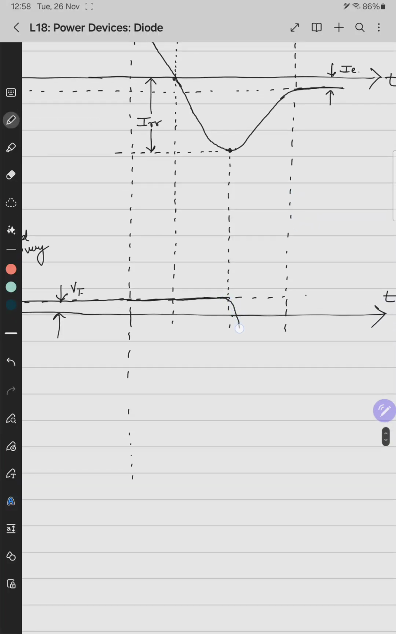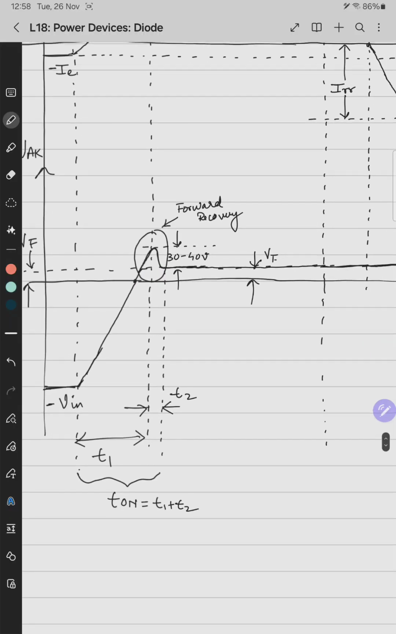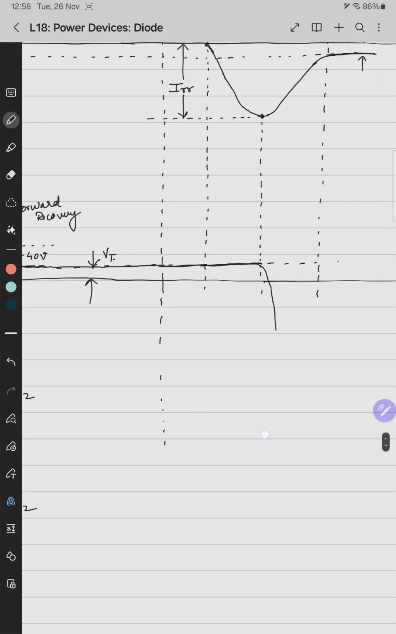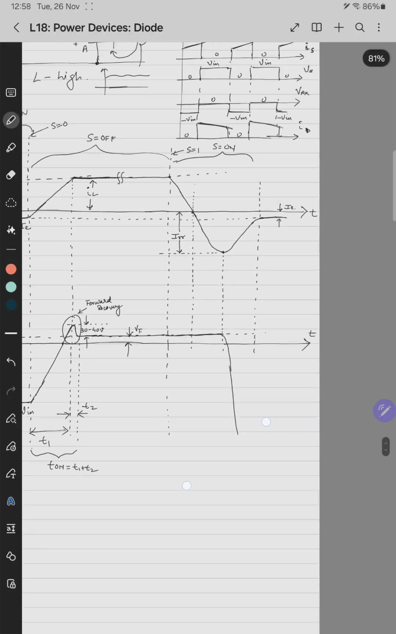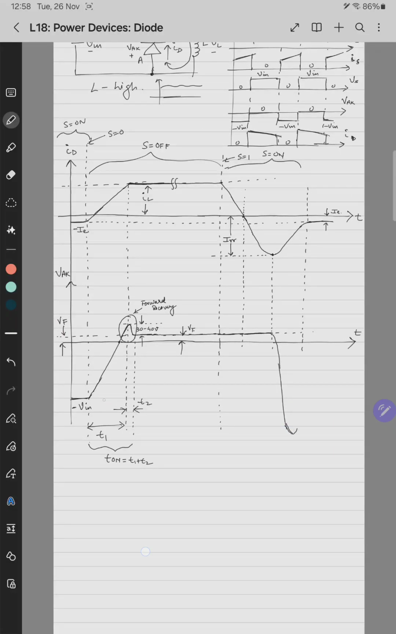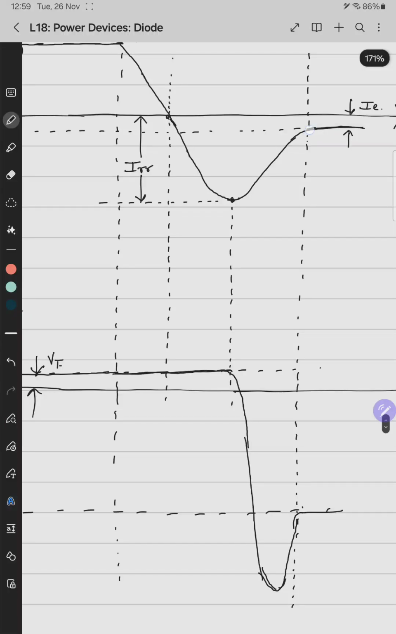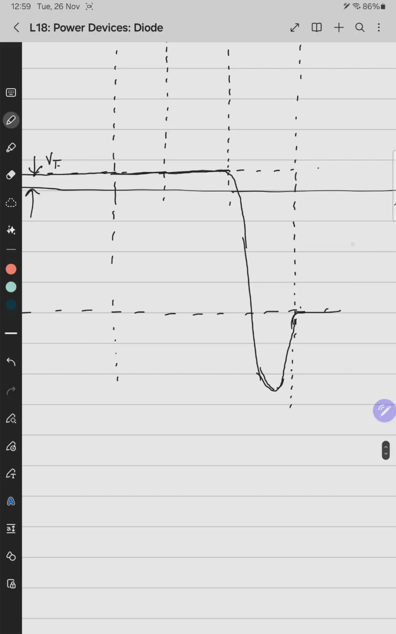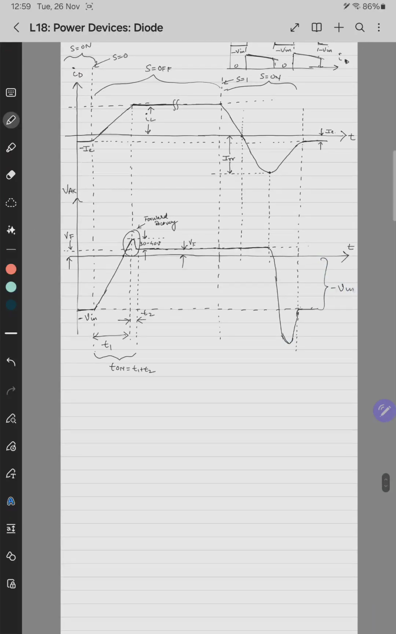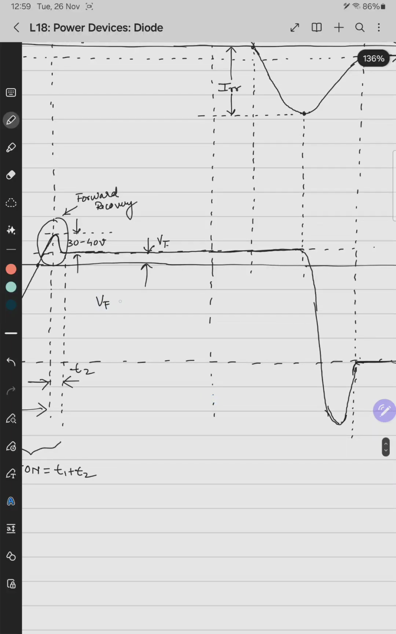Then the voltage tends to fall, but it should settle at this value, minus V. But what people observed is that it falls and there is an undershoot here, and then this is minus Vin, the steady state value. It goes and then hits like this. The moment the current has attained its steady state value, the voltage also attains its steady state value of minus Vin. And one thing, V forward is almost in the range of 1.2 volts for a silicon power diode.